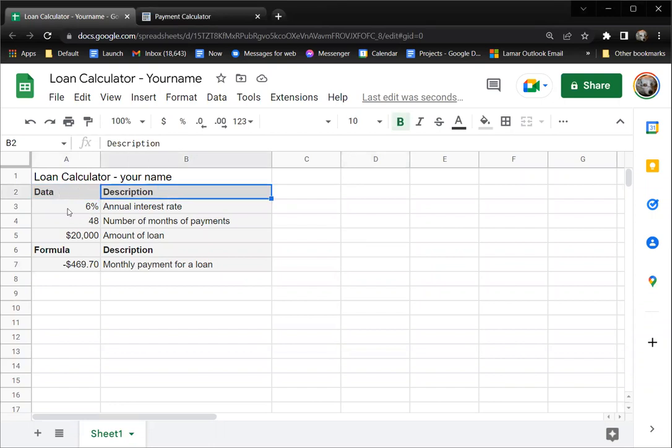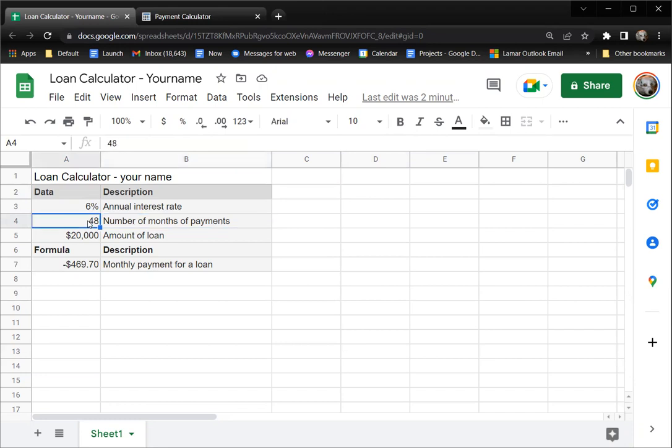And then what we've got for the data is, let's say you want to get a loan. Maybe you're buying a car, and you look around, and you want to get a $20,000 loan for this, and the interest rate right now is 6%. So you just type in the 6%, then you type in the 20,000. Now in A4 here, I have 48. That's the number of months of payments.